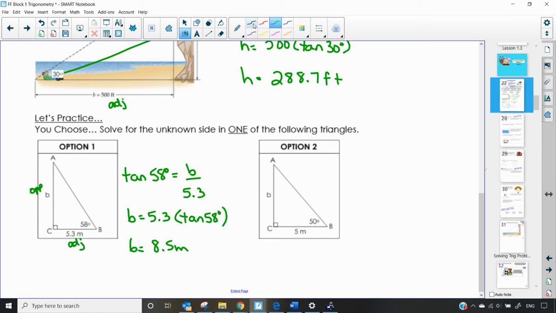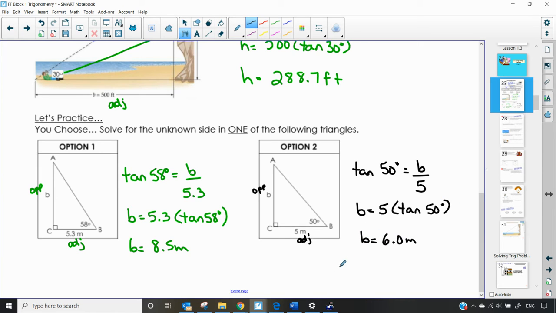If you had chosen to do option 2, you would have again had opposite and adjacent, and you would have written tan of 50 degrees is opposite over adjacent. B is 5 times tan 50, and that gives us 6.0 meters.